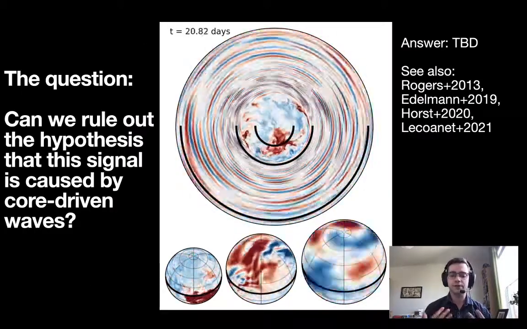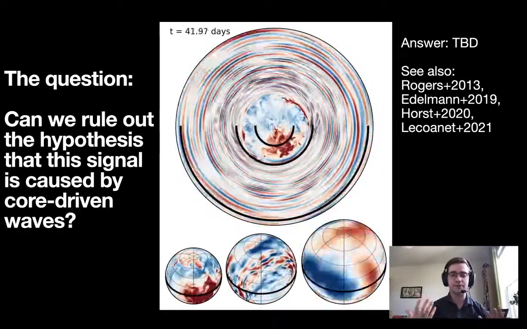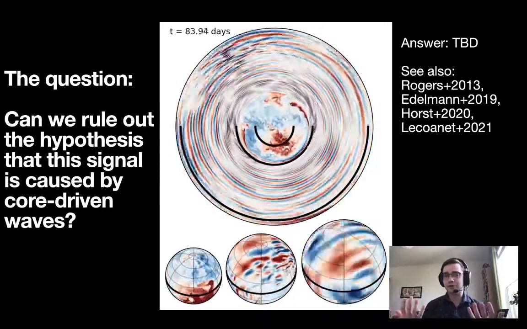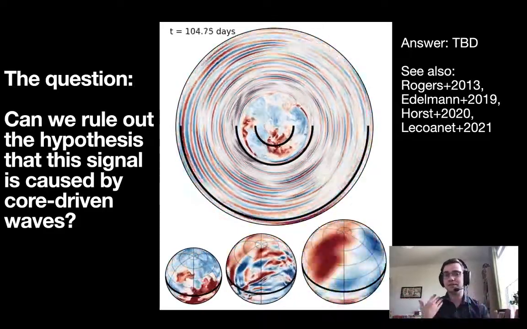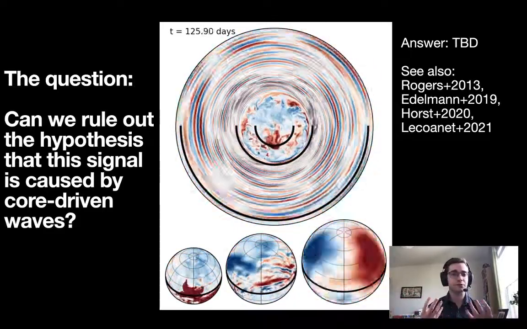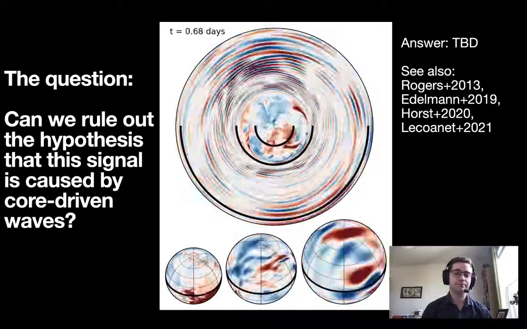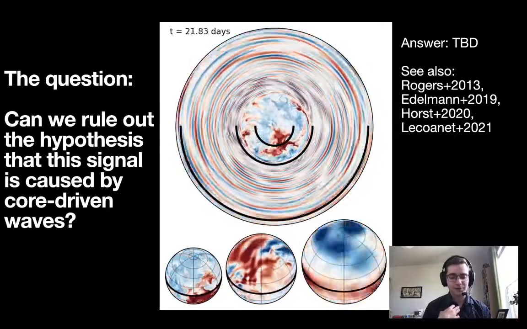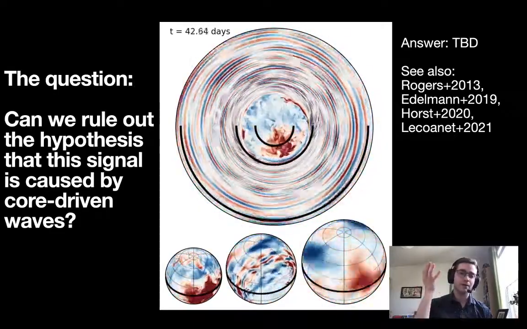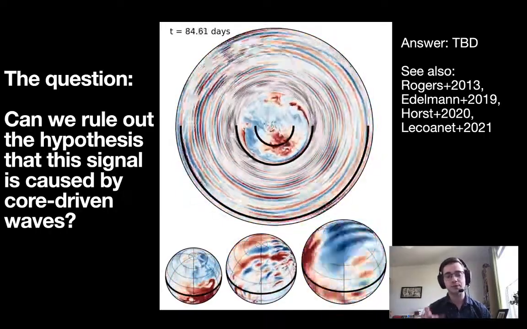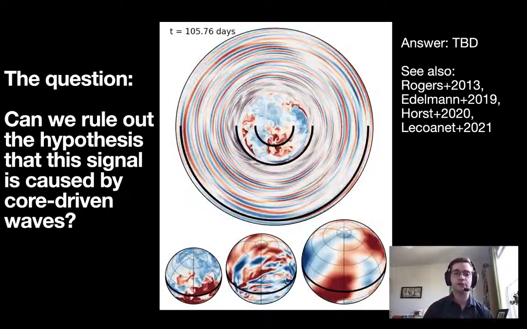So the question that I'm trying to ask, and that a lot of other people in the field are trying to ask, is can we rule out the hypothesis that this is or is not a signal of waves driven by core convection? And so the way that I am trying to contribute to this problem is by making and analyzing these big three-dimensional spherical simulations of massive stars.